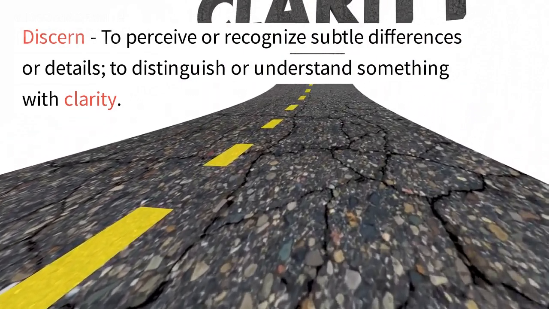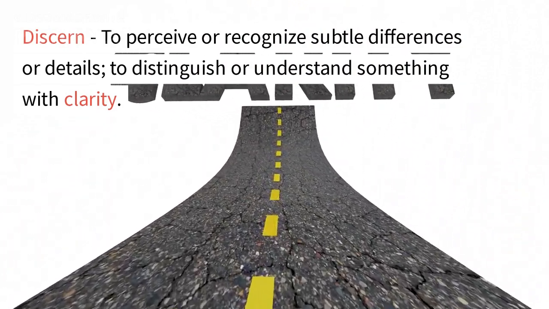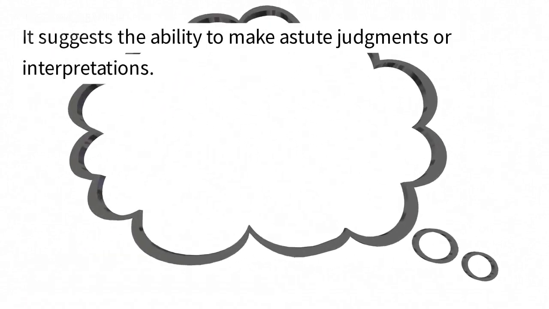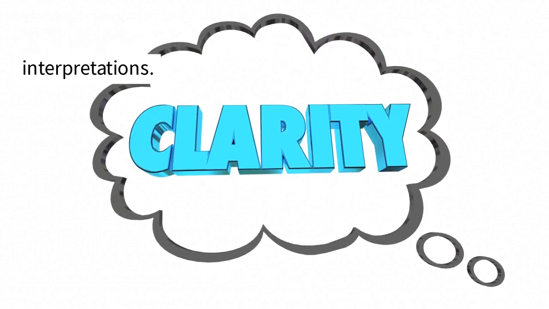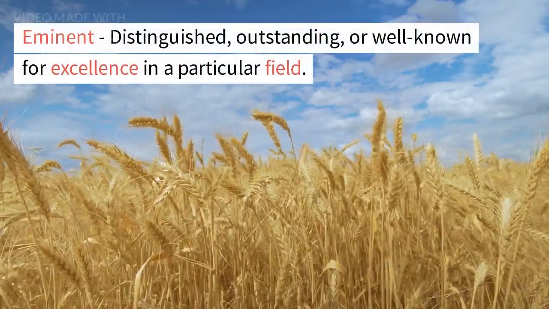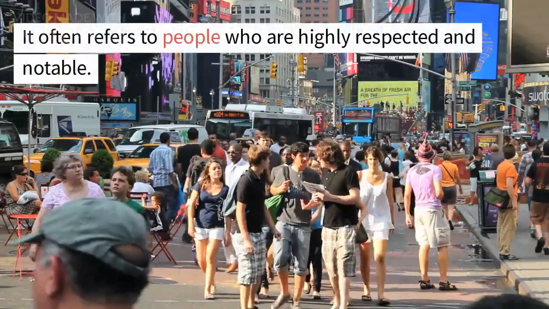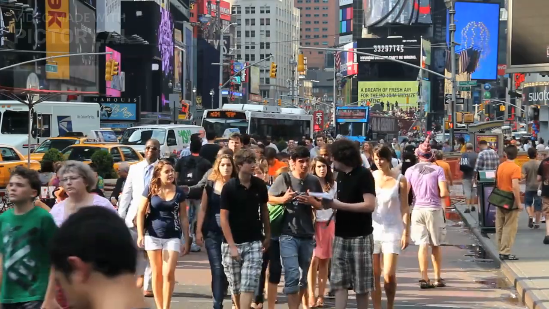Discern, to perceive or recognize subtle differences or details, to distinguish or understand something with clarity. It suggests the ability to make astute judgments or interpretations. Eminent, distinguished, outstanding, or well known for excellence in a particular field. It often refers to people who are highly respected and notable.